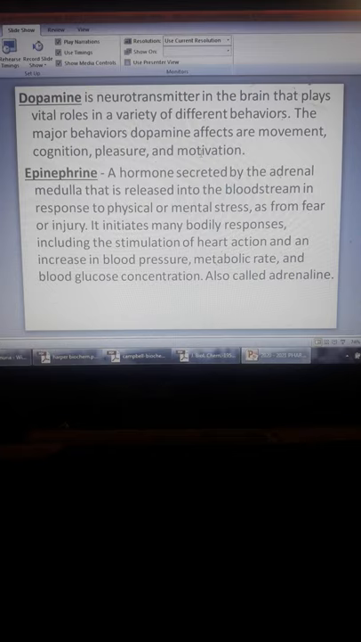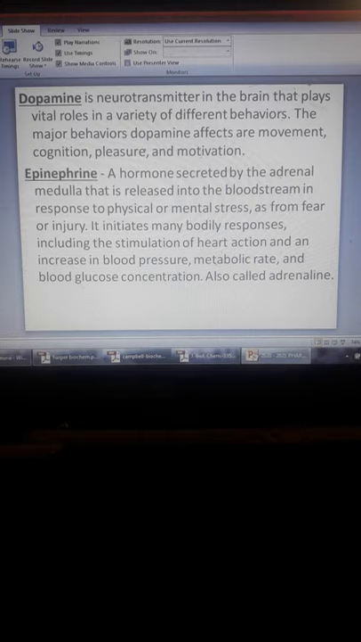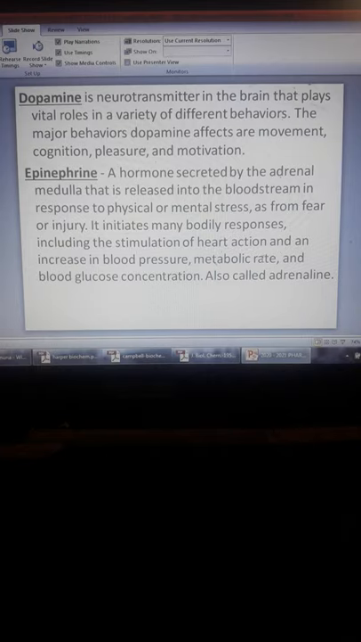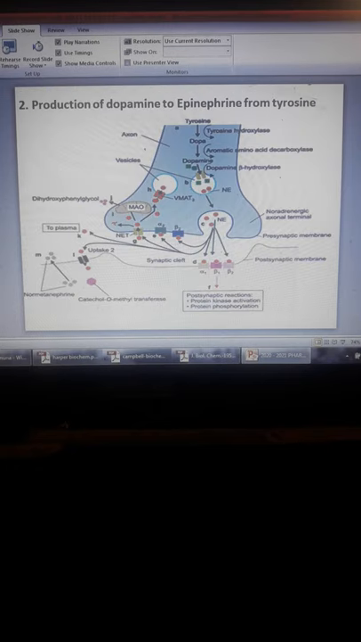Okay? It stimulates bodily responses: stimulation of heart rate, increased blood pressure, metabolic rate, and blood glucose concentration. It is also called adrenaline. So that's why if there's an emergency, there is an adrenaline rush. So that is the work of the epinephrine. Okay? So, production of dopamine to epinephrine from tyrosine. Okay? So tyrosine in the neuronal cells, on the presynaptic left.